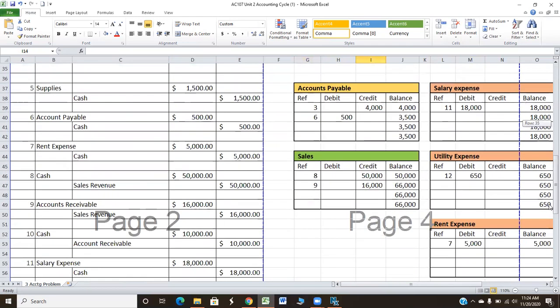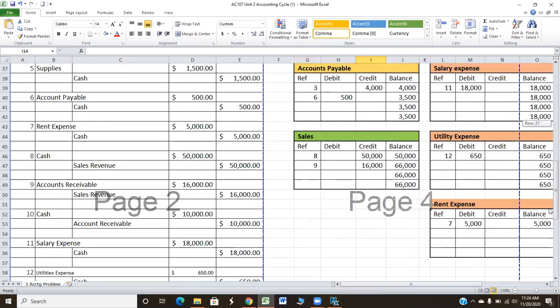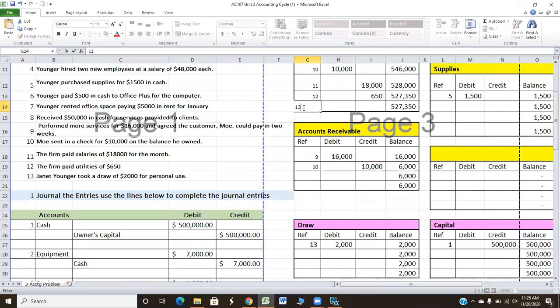Number 13, last one, we debited owner's drawings for $2,000 and we credited cash for $2,000. So first find owner's drawings, number 13, debited it for $2,000, cash, number 13, credit for $2,000. Number 13, credit for $2,000.